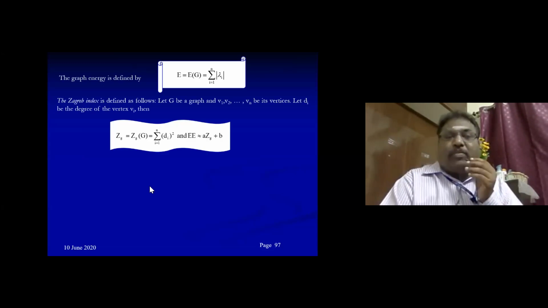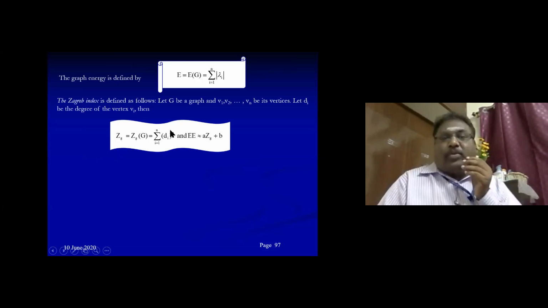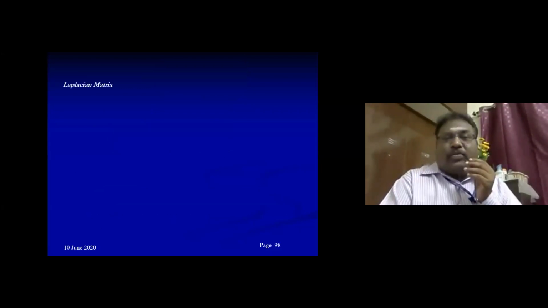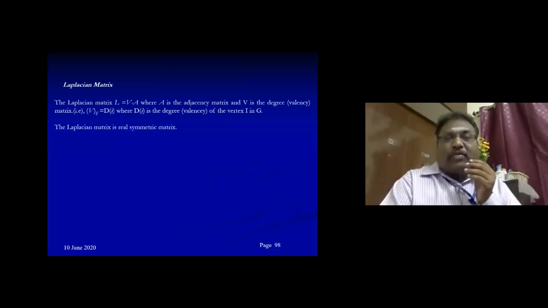Then comes the distance based, and afterwards a degree based index. This is called the Zagreb index. It is the sum of the squares of the degrees of the vertices. So we are able to link this Zagreb index, the Wiener index, with the linear relationship that we can see in the figure. So as we know, we can find the application: quantify the degree of folding of long chain molecules, namely proteins, and measure the average centrality of complex networks. So we'll see what that is in the coming slides.